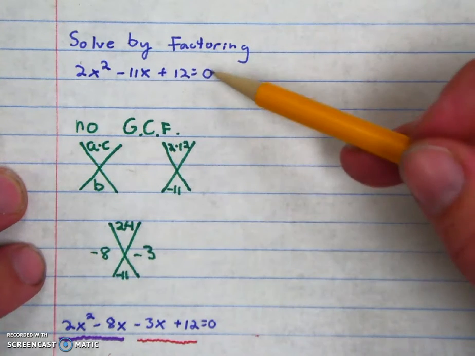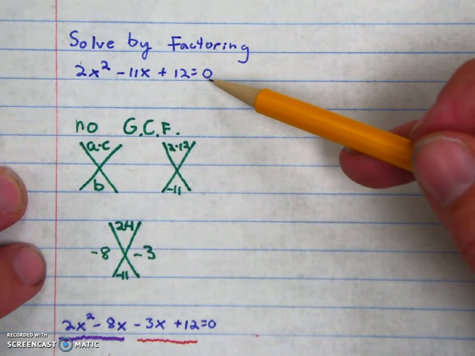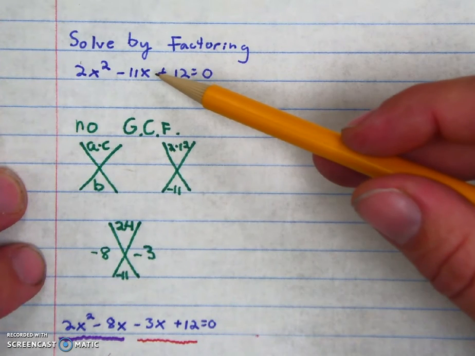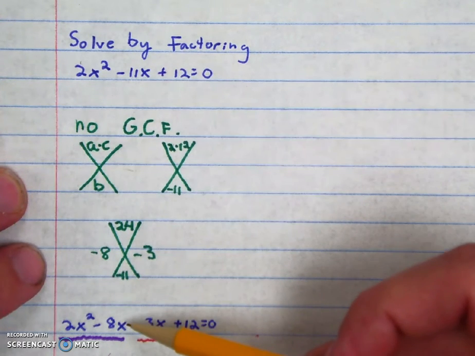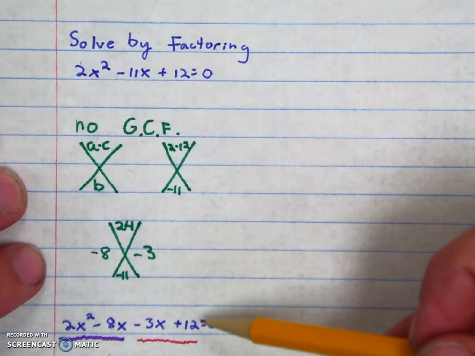So I want to rewrite this quadratic a little differently. I'm going to take the negative 11x and rewrite it as negative 8x and negative 3x. Is there anything mathematically different about this? No, I still have the same stuff.